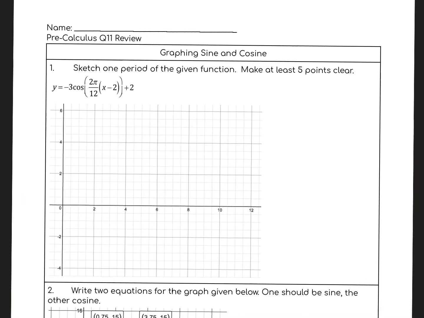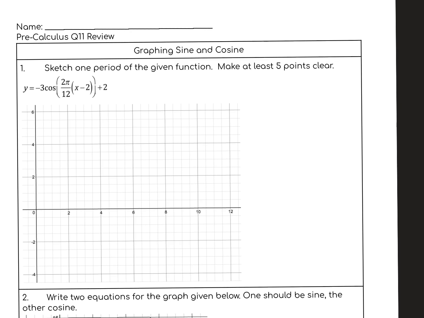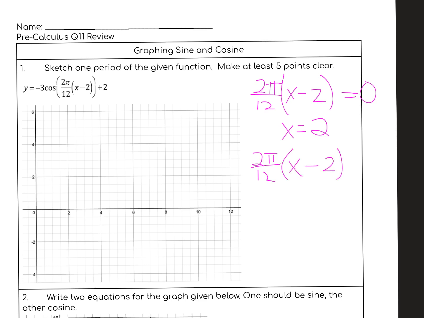Alrighty, let's figure this out. Sketch 1 period. Okay, so here's what I'm going to do. I'm going to say 2 pi over 12 times x minus 2 equals 0, because cosine normally starts at 0. So that's going to be 0 at x equals 2. And then I'm going to have 2 pi over 12 x minus 2 equals 2 pi, because cosine normally ends at 2 pi.